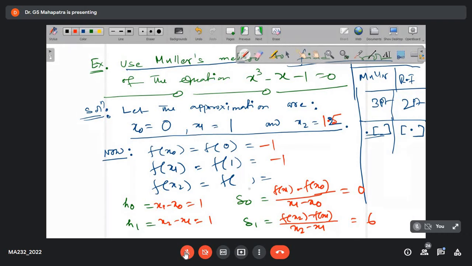So x2 is 1.5. So the answer is 0.875. Now h naught equals 1. H1 is x2 minus x1, 0.5. Now del naught, f of x1 minus f of this one, will remain the same, correct? There is no change in this one, but this one will change.